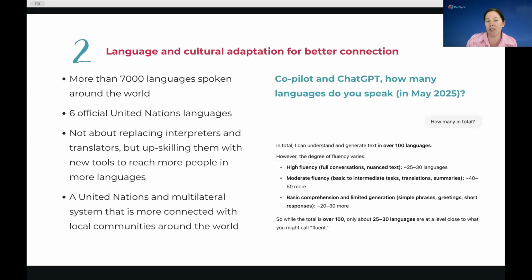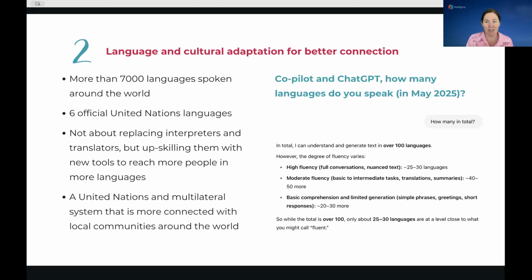Language and cultural adaptation for better connection. I asked Copilot and ChatGPT how many languages they currently speak fluently. They gave various answers, but over 100 languages is what they said, with high fluency in 25 to 30 languages. Currently, there are more than 7,000 languages spoken around the world, and we have 6 official United Nations languages.